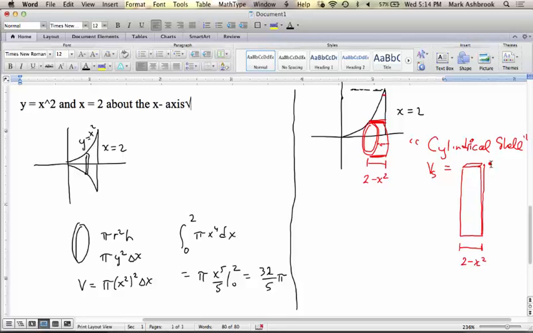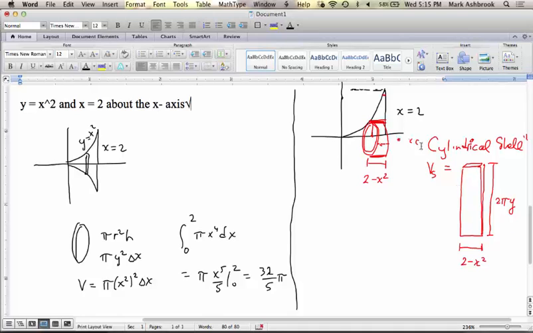Okay? What will be this dimension here? So now remember, I've cut it and I've unrolled it. It's going to be the circumference of this circle, 2 pi r. And what is r? R is the distance from here to here. That's y, right? R is y. So 2 pi r, which is y.